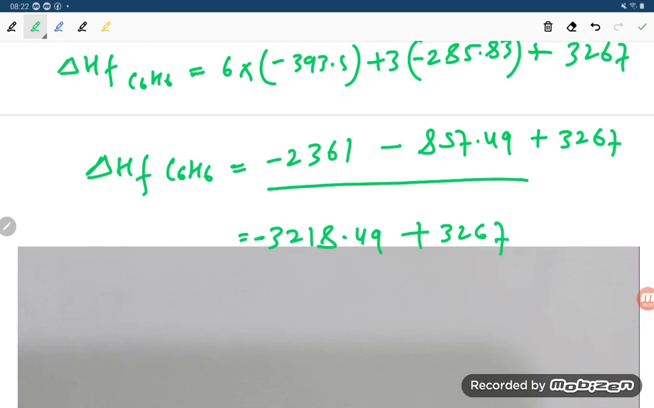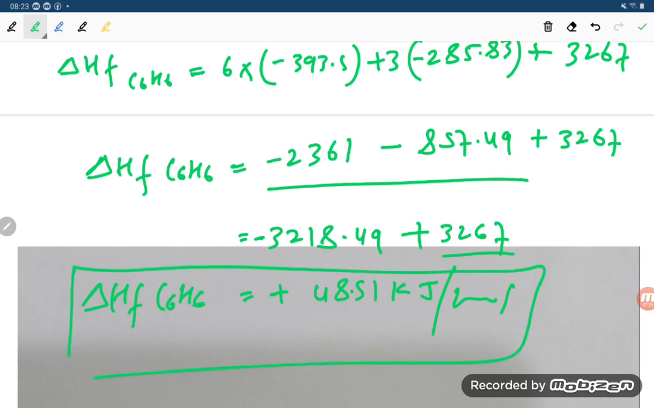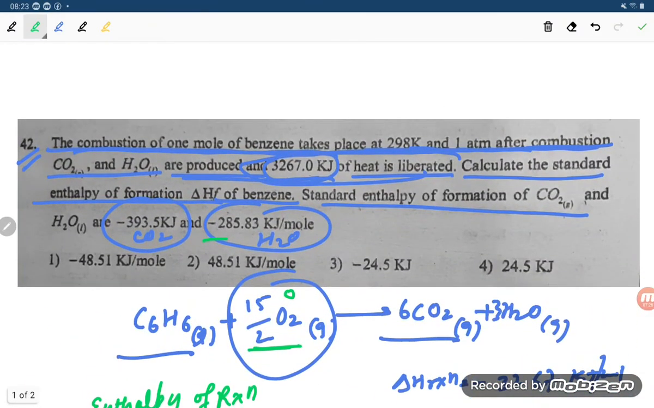So equal to minus 3218.49 plus 3267. This value 3267 is larger, so it will come positive: 48.51 kilojoule per mole. This is the enthalpy of formation of benzene, delta HF C6H6. So this is 48.51 kilojoule per mole. So the correct option is option number 2.